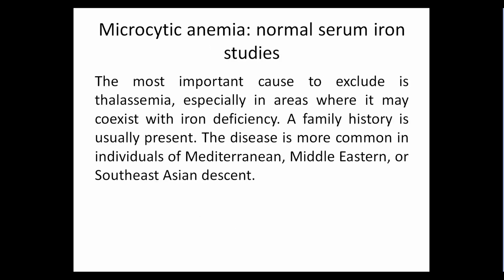The most important cause to exclude is thalassemia, especially in areas where it may coexist with iron deficiency. A family history is usually present. The disease is more common in individuals of Mediterranean, Middle Eastern, or Southeast Asian descent.